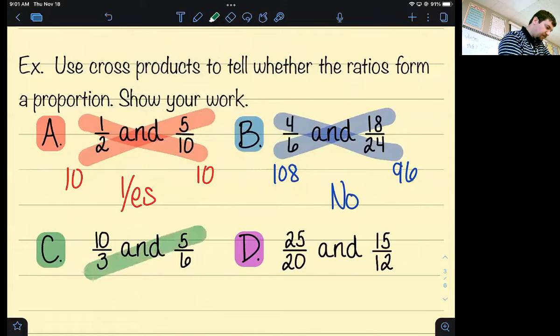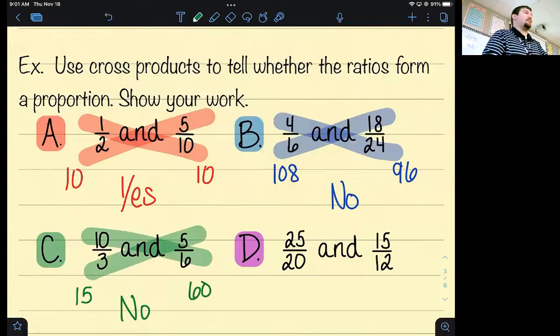3 times 5 is 15. 10 times 6. They didn't even have a chance to be proportional. Look at the two fractions. Look at the two ratios. One of them is a proper fraction, 5/6. One of them is improper. So there's no way a proper fraction and an improper fraction can equal the same thing. So that had no chance.